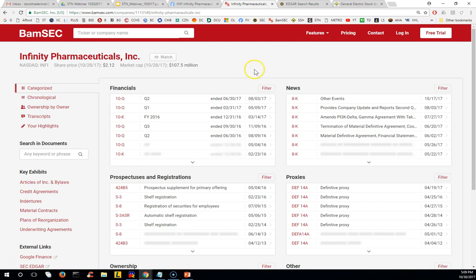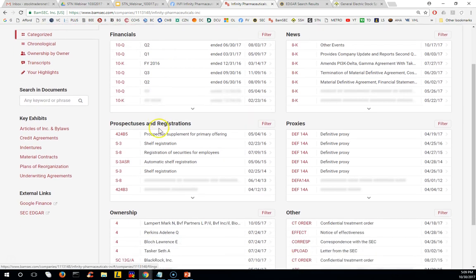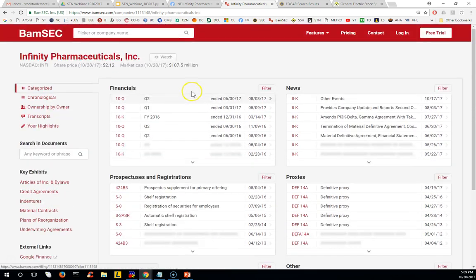that I'm getting more and more used to as time goes on. So I know exactly where to look, what section of BAMSEC I want to look at for the information that I'm interested in. All right. So here's all the financials. And again, they're listed chronologically. Here you have your 10Q for the second quarter that ended June 30th. That 10Q was published on August 3rd, okay? And so on and so forth. Here's your annual and whatnot.